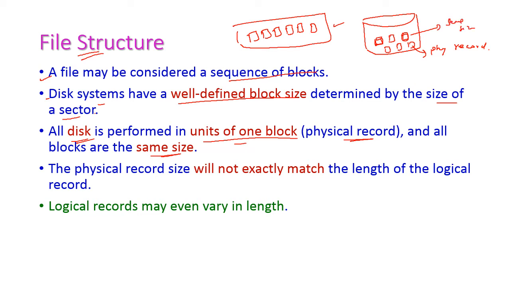the same size, right? Here the physical record size does not exactly match the logical record. Logical record is nothing but the file, okay, which contains a collection of information, right? And logical records may even vary in length. All the files are different sizes, right?